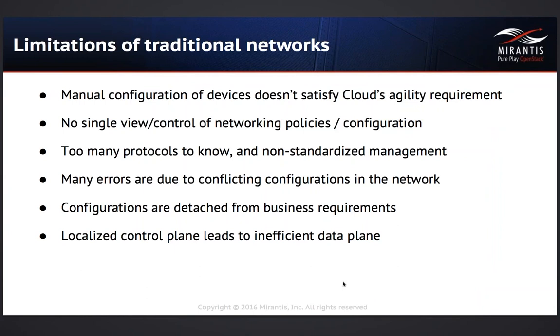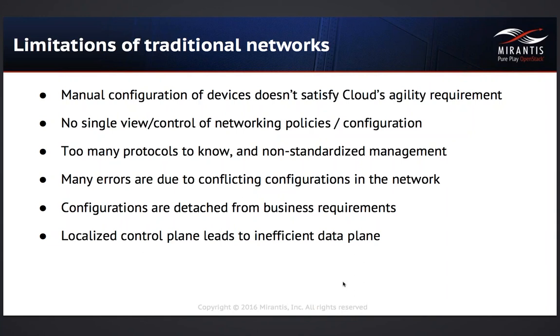So what are the limitations of traditional networking? Manual configuration of devices does not satisfy cloud agility requirements. There is no single view or control point of networking policy configuration. There are many protocols to know, so you have to know all the protocols you want to use, OSPF, BGP, because they have different settings and different logic. Another thing, there is no standardized management. When you use, let's say, a router or switch from Juniper, there will be different command line syntax than, for example, on Cisco.